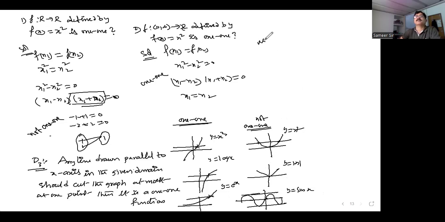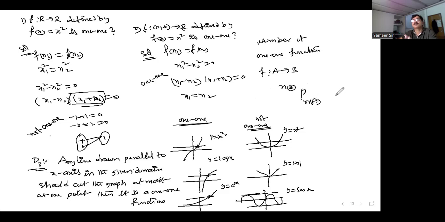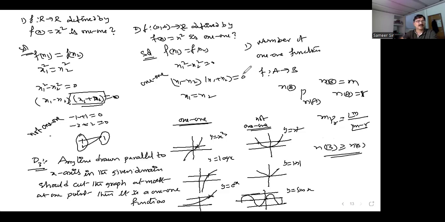See, it is the most important point here. Number of one-one functions. Okay, f from A to B, if it has been defined like this. You remember n(B)Pn(A), permutations. If I say n(B) is m and n(A) is r, then we write mPr, meaning m factorial divided by (m minus r) factorial. This is possible only when n(B) is always greater than or equal to n(A). If it is less than, it is not possible. Okay, with this one-one function is clear now.